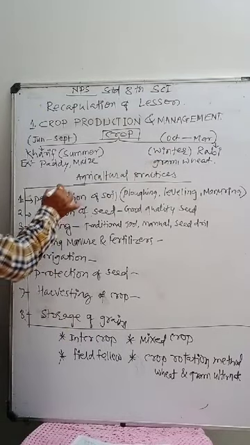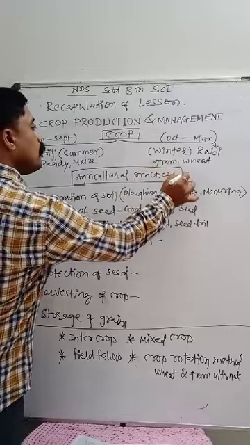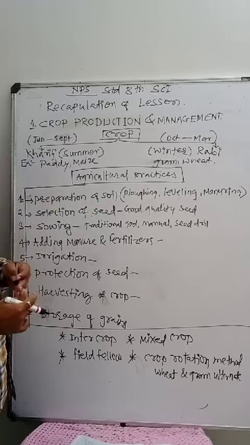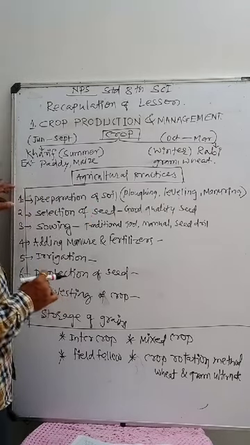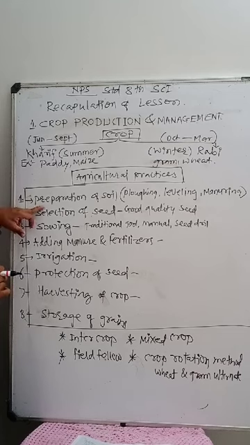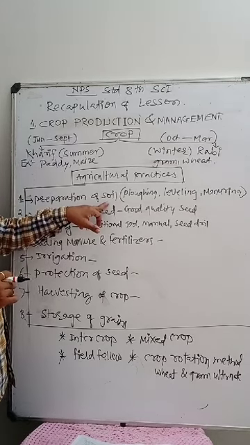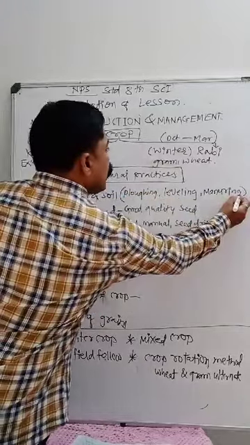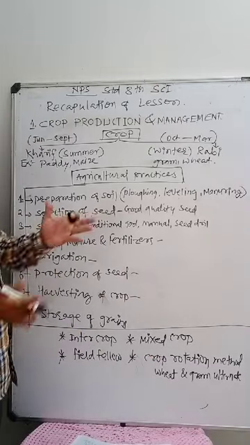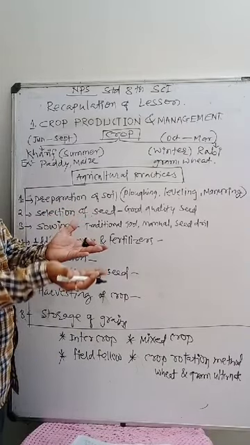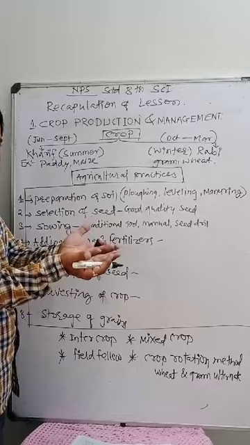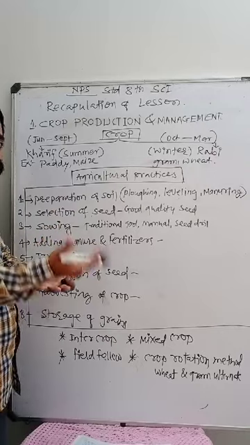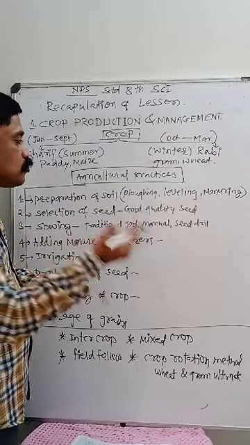Now, agricultural practices, which are one of the important parts of this lesson. Without agricultural practices, we cannot produce crops. So what are the agricultural practices? Number one, preparation of soil. In preparation of soil, what did we see? Plowing, leveling and manuring. Tilling is also there. So the soil should be ready for crop production. If it is not ready, then the crop will not grow properly. Different tools are used for preparation of soil.